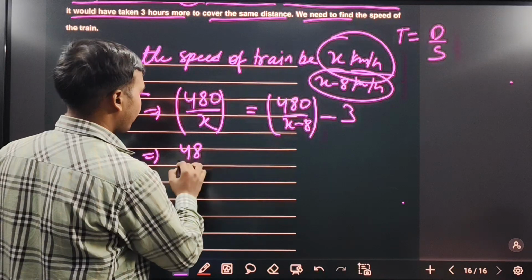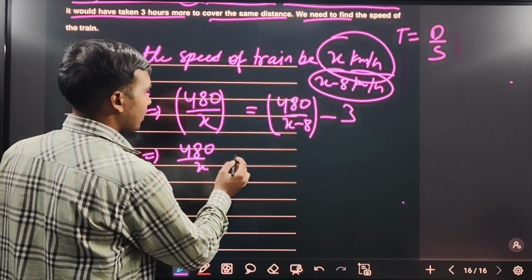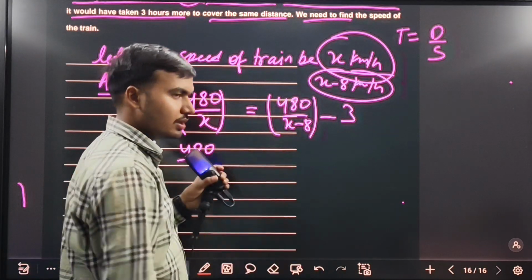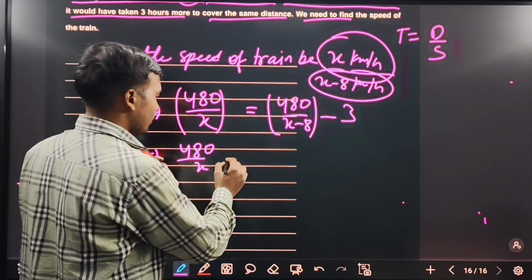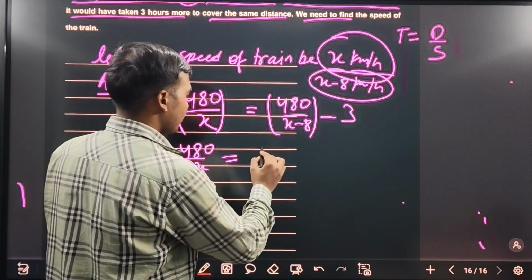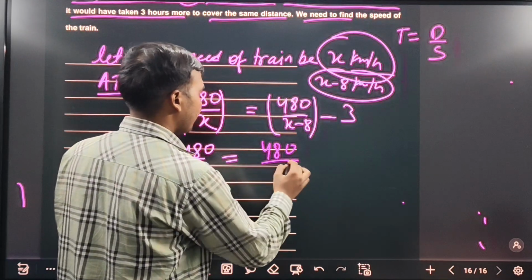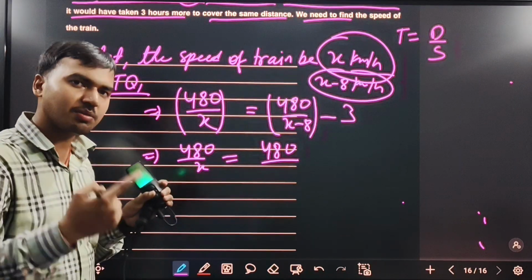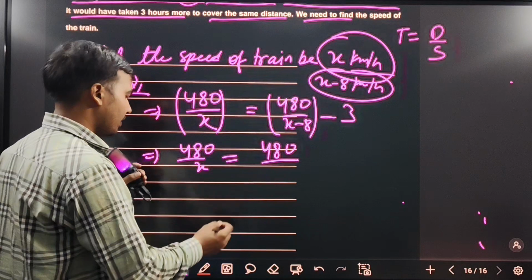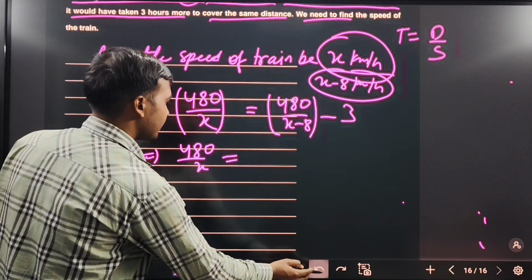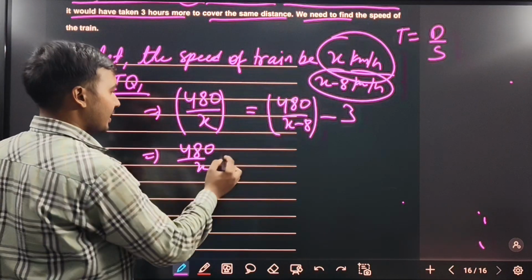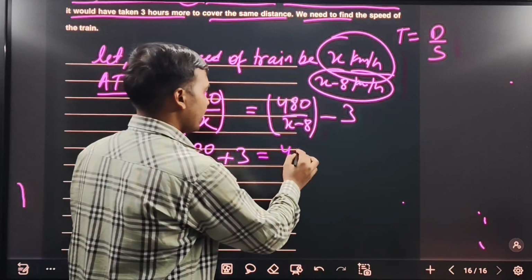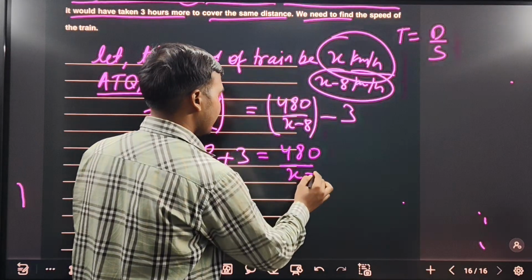480 by x. We can bring this either to the left side, or we can solve it like this also. Okay, so if we solve it like this, then we will get 480 divided by... we can bring this minus 3 to the left hand side. It will be easier to solve. So we are erasing this and bringing this minus 3 to the left hand side, you will get plus 3, is equal to 480 divided by x minus 8.